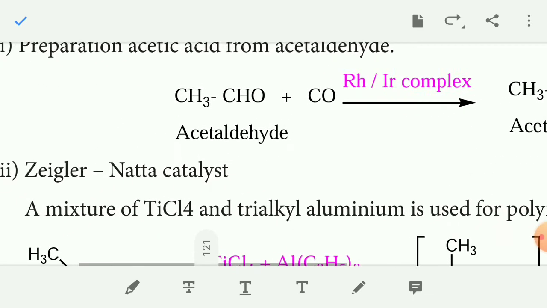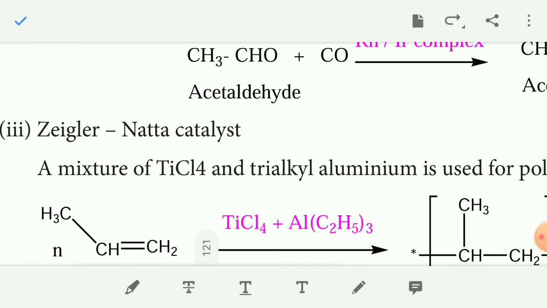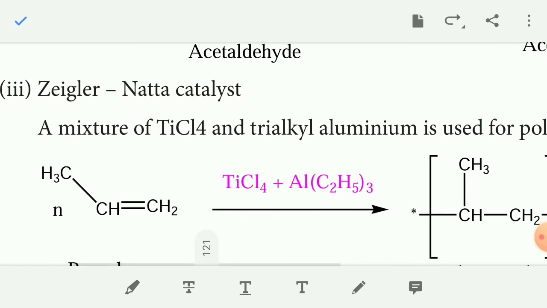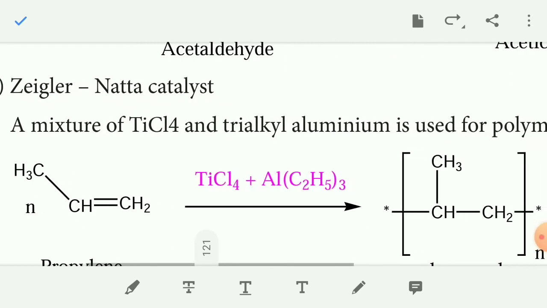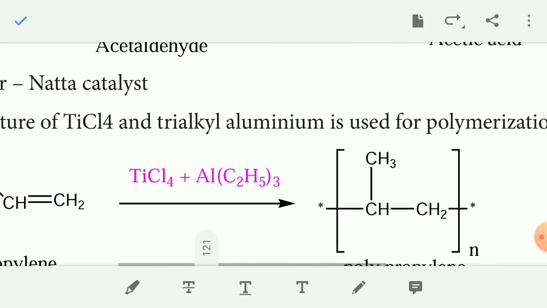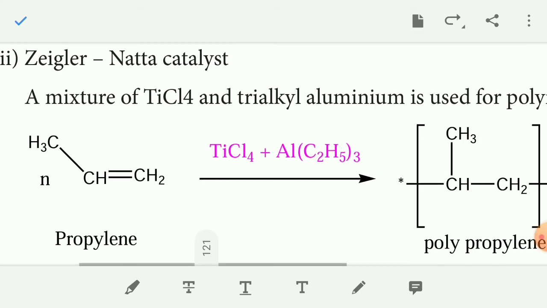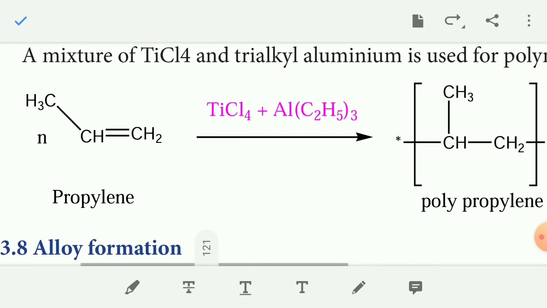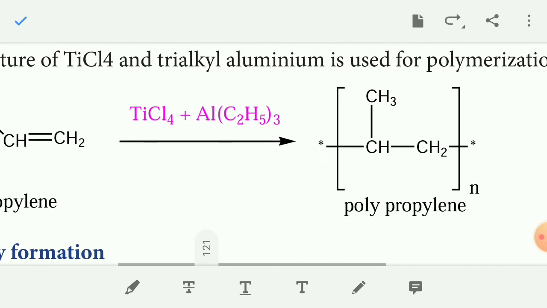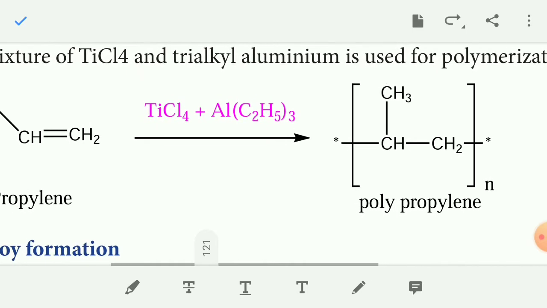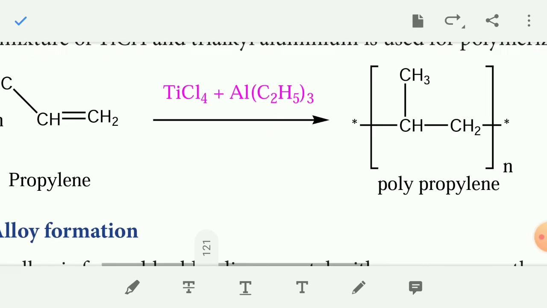The next one is very important: the Ziegler-Natta catalyst. It is a mixture of titanium chloride and trialkyl aluminum used for polymerization. What is the Ziegler-Natta catalyst? Titanium tetrachloride, TiCl4, plus trialkyl aluminum. So propylene is converted by polymerization into polypropylene. Okay, so this Ziegler-Natta catalyst is used for the polymerization process.